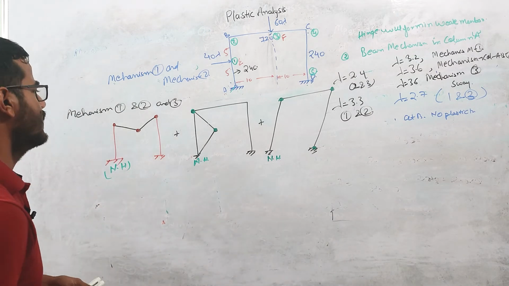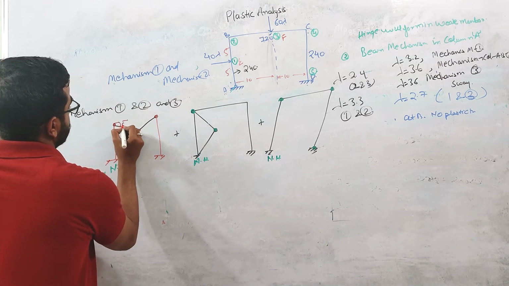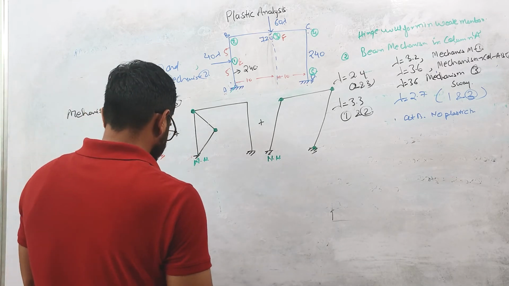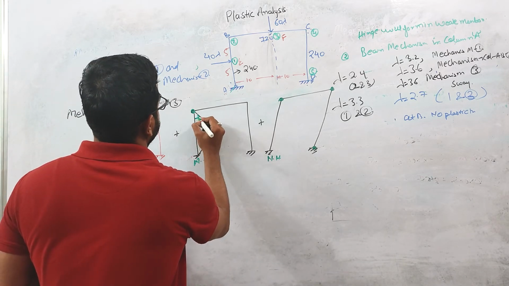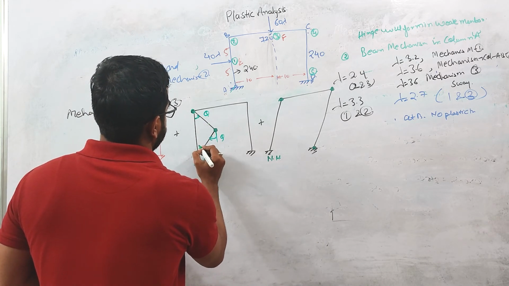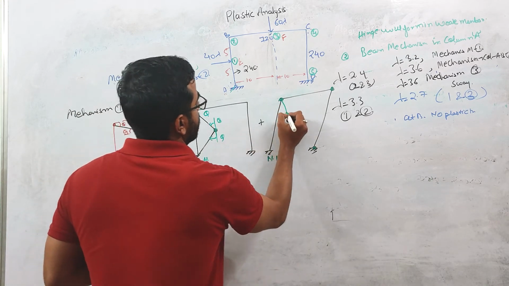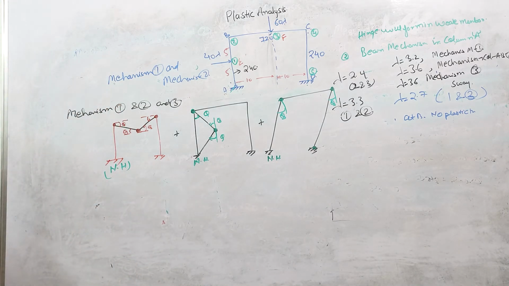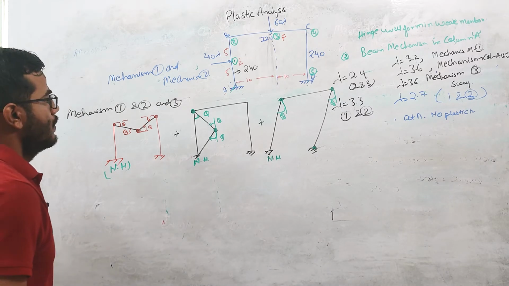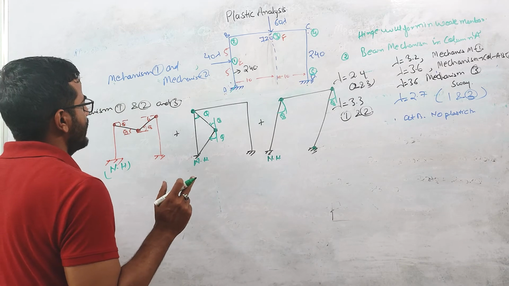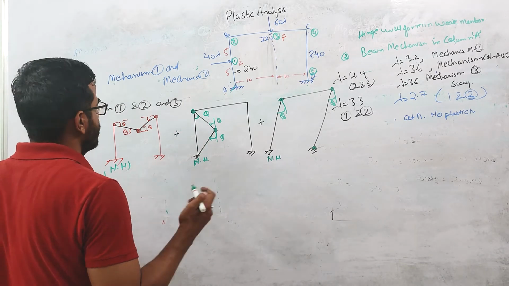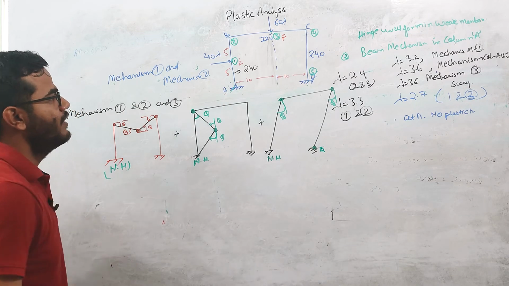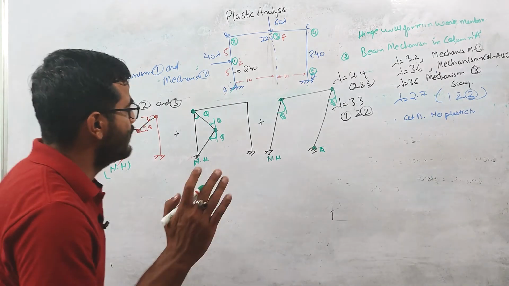And the rotations at all these points are theta. This is theta, this is theta, this is theta, this is theta. Similarly this is theta, this is theta, and here also this is theta. So now the plastic hinge will form first at this E point, which we showed, and definitely also at this D point. We need to decide about this C point and this B point. So let us talk about B point first.